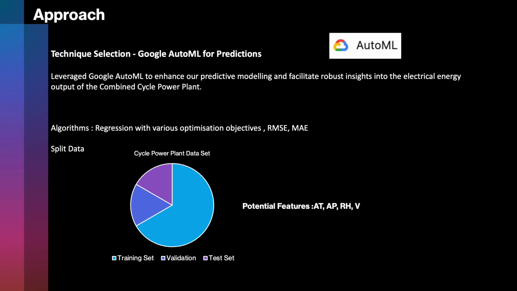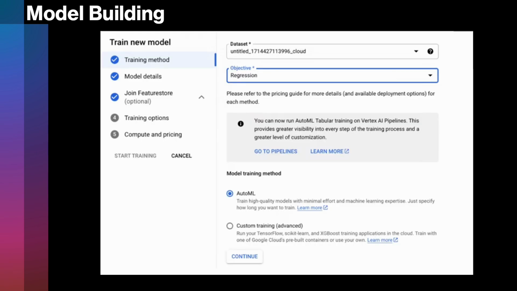My model considered key ambient features, which are AP, AT, pressure, relative humidity, and exhaust vacuum, all of which have a significant influence on the energy output. And to maintain the model integrity and avoid overfitting, I followed a robust data split strategy: 80% for training, 10% for validation, and 10% for testing, enabling me to have reliable performance evaluation across the unseen data.